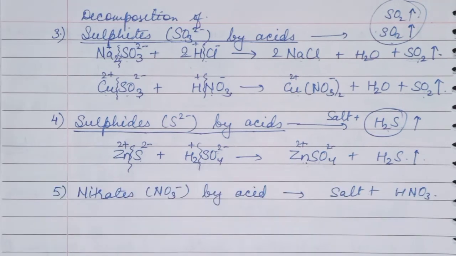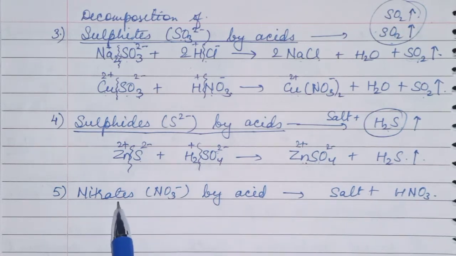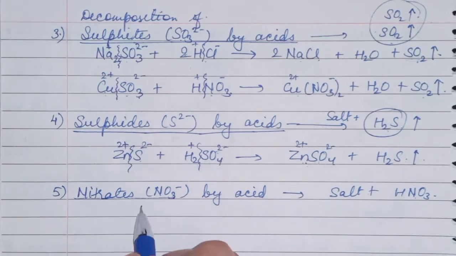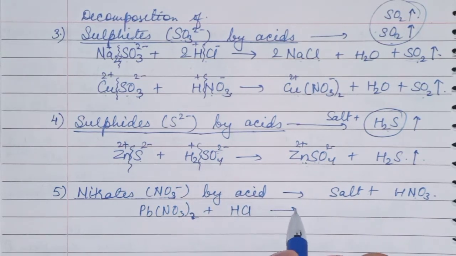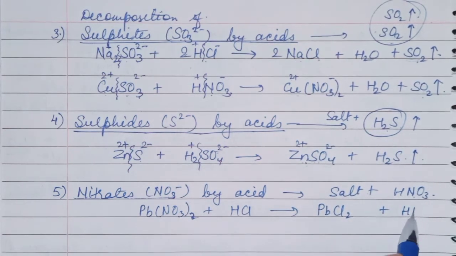Next is decomposition of nitrates by acid. It will give salt and nitric acid. Nitrates will give nitric acid with acid. So the example is Pb(NO3)2 plus HCl. Now this will decompose into PbCl2, and HNO3 will form.